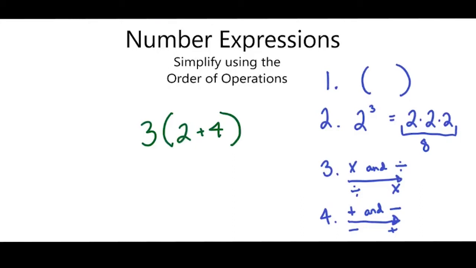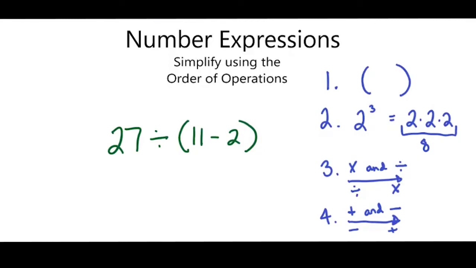So here we have 3 times 2 plus 4 in parentheses. Well, according to the order of operations, we need to do the parentheses first. So I'll do what's inside the parentheses. So that's 2 plus 4. That's 6. So now I have 3 times 6. 3 times 6 is 18.